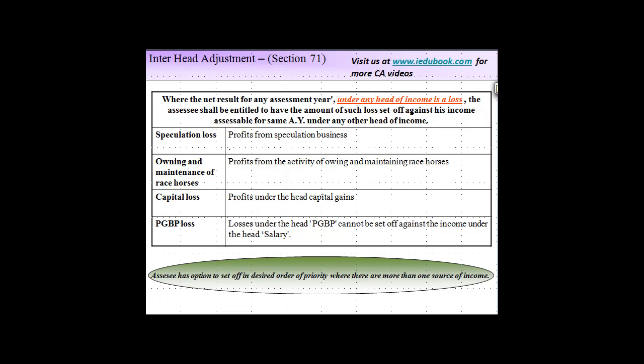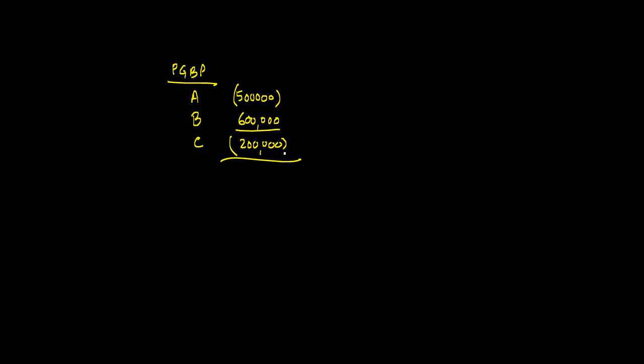In the previous video, we saw that if there were some losses under the head PGBP, so you had PGBP, you have business A, where there is a loss of 500,000, B, where there is a gain of 600,000. And let's say there's another business C where you have 200,000 of losses. So on a net basis, assuming this set off is available, I had a loss of 100,000 under the head PGBP.